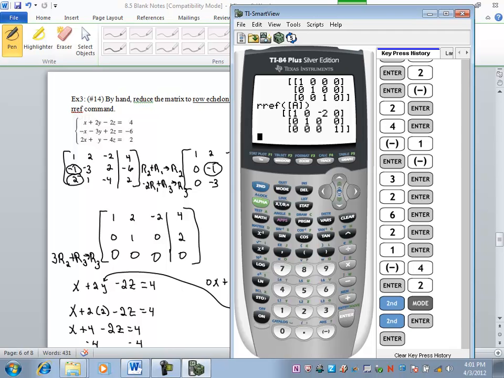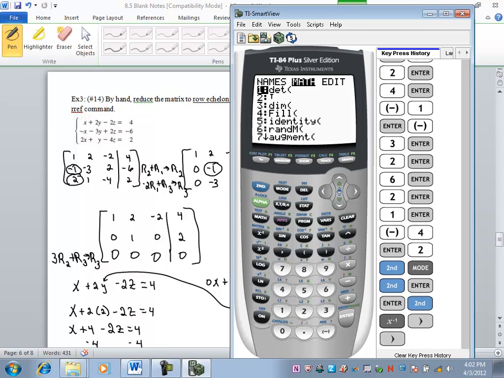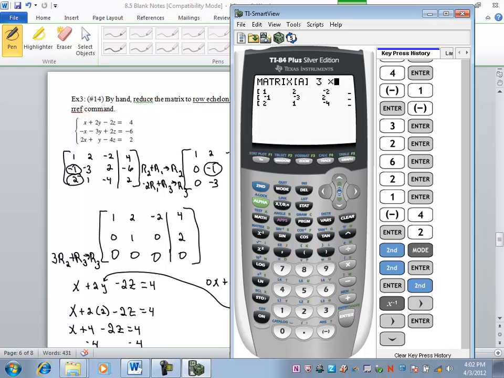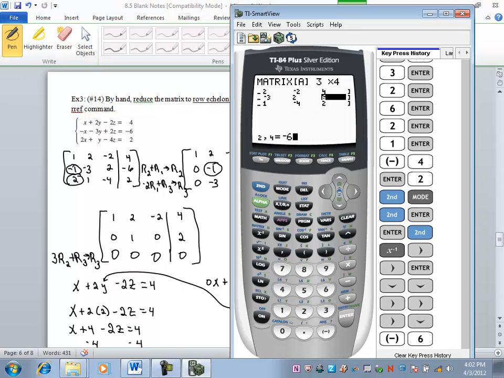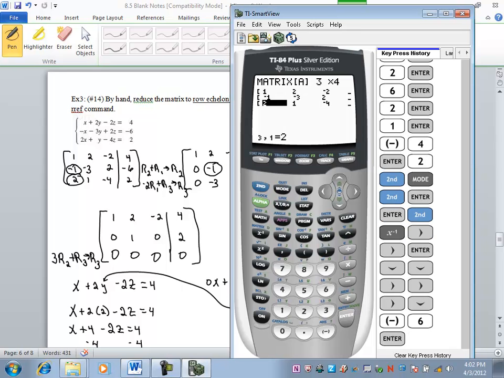Whoa, I must have typed in something incorrectly. Let's check this out here. Matrix, edit. Let's check out here: 1, 2, -2, -1, -3, 2, 2, 1, -4. We must be in the right hand column here, that we have a problem. Oh yes, there it is, 4. This needs to be a -6, so we'll type that in, -6, enter, and then the 2, we're good.